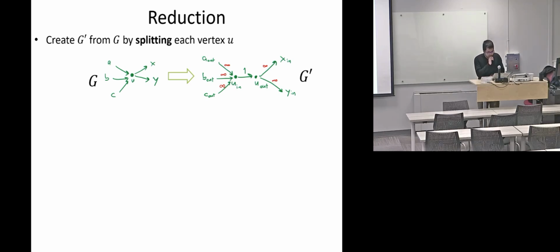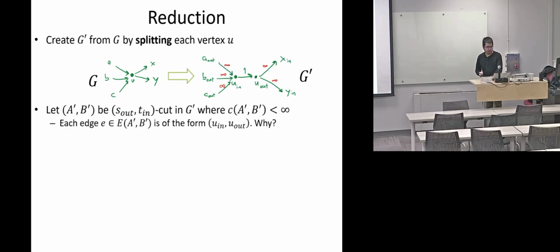So let me explain why this makes sense. Let's say that A prime, B prime is an S out, T in cut in G prime. Now you know that an edge that crosses this cut must be of the form that it goes through some node, in and out node. It cannot be an edge that crosses from A prime to B prime like this, because this is infinite.